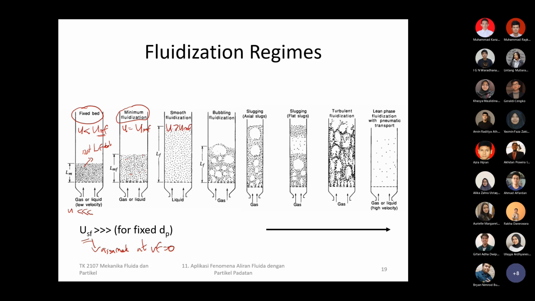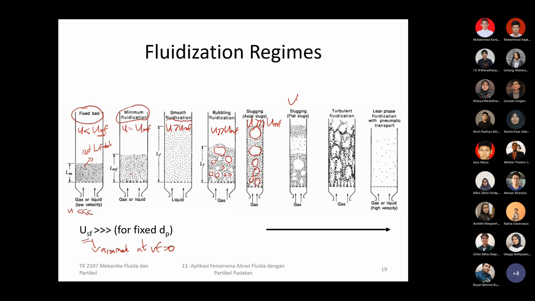Now it is bigger than the minimum fluidization. It has already stayed as a smooth fluidization regime. Then you keep increasing. Now you get a bubble, a big dispersion of void within the reactor. You keep increasing the velocity. Instead of bubbles, now what you have is a slug, a bigger slug.